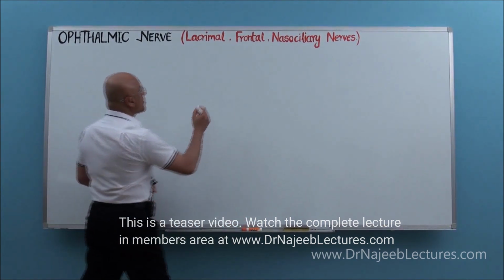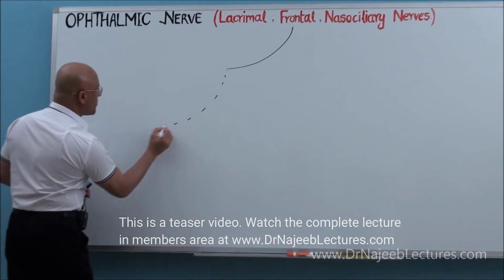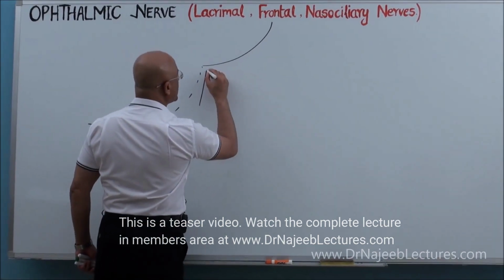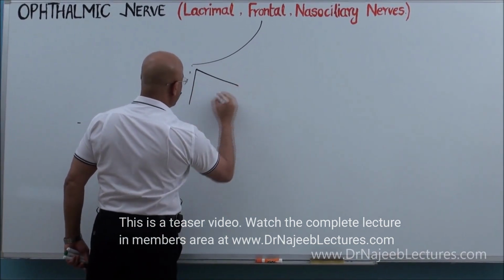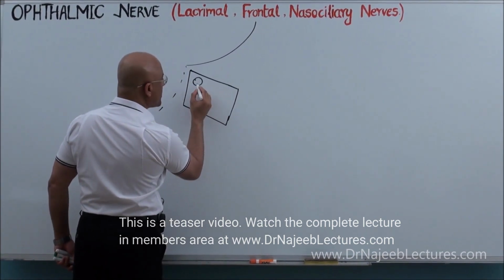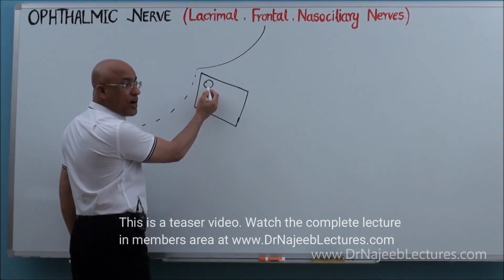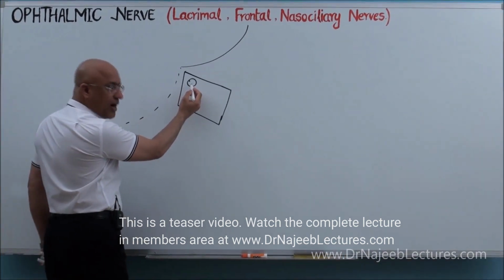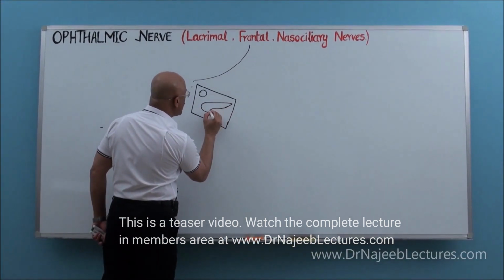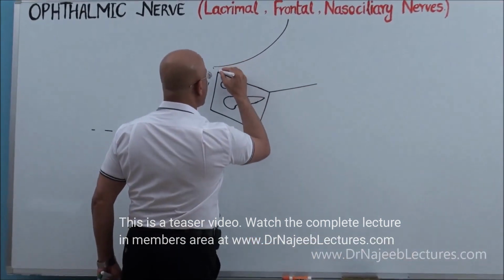Now let's suppose here is the anterior cranial fossa, here is the middle cranial fossa, and here is the orbit. I'm showing here the back of the orbit. This is the optic canal. What structures pass through the optic canal? Optic nerve and ophthalmic artery, right? And here is the superior orbital fissure. Here is your orbit.